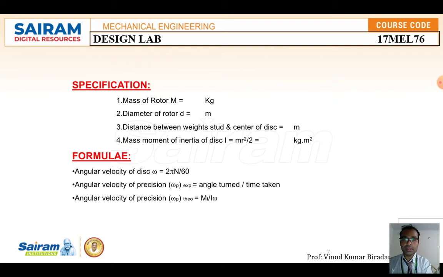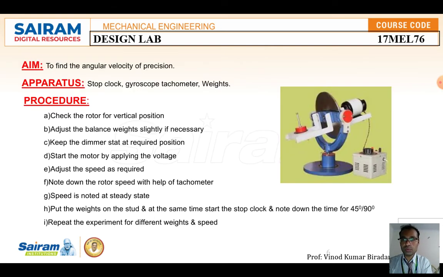So the aim of the experiment is to find the angular velocity of the precession. Apart from that, you require a stop clock, a gyroscope, a tachometer and a weight, that is, 1 kg of weight. So how we are going to conduct the procedure, I have mentioned here in detail.